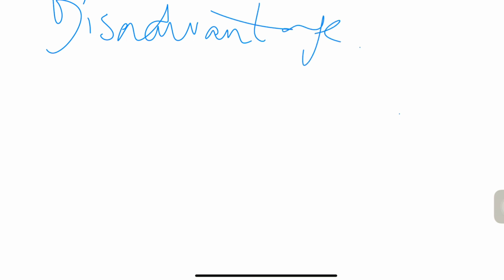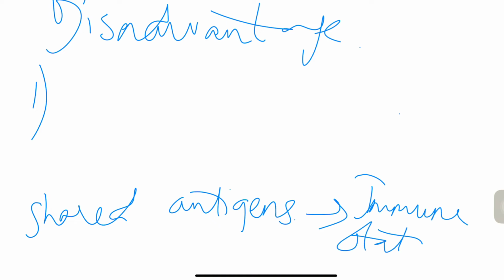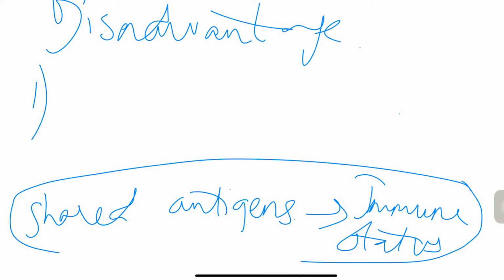Now, what is the disadvantage? I can say there is maybe only one disadvantage. The disadvantage is the third point which I mentioned in the advantages, that it raises the immune status of the host. The normal flora increases the immune status of the host. In what way is it raising the immune status? By possessing related or shared antigens. Because of this shared antigen property, it is raising the immune status of the host. So this point is also a disadvantage of normal flora.